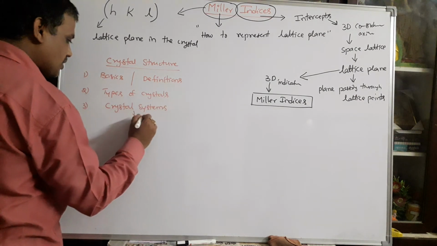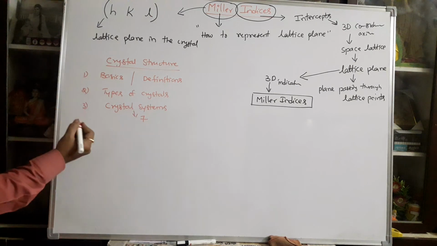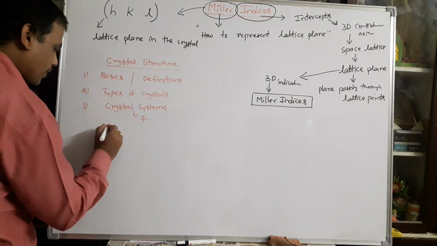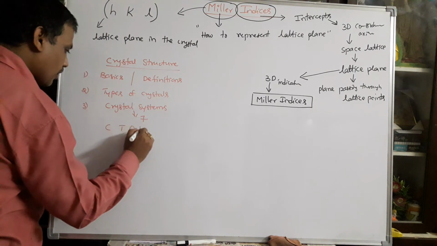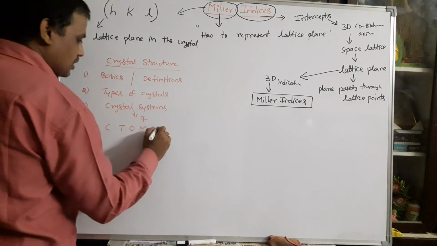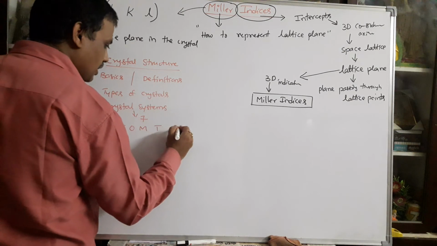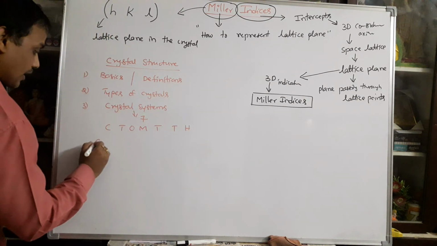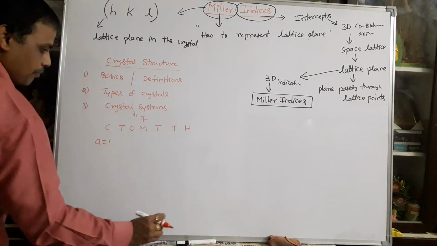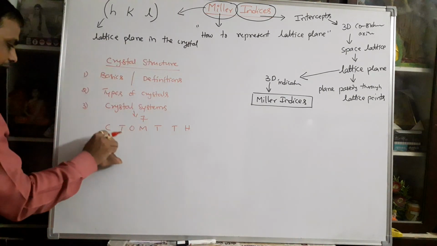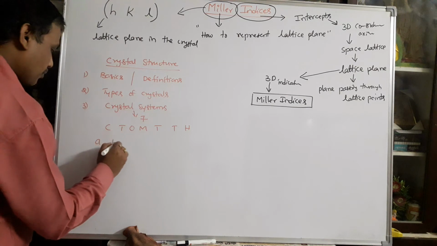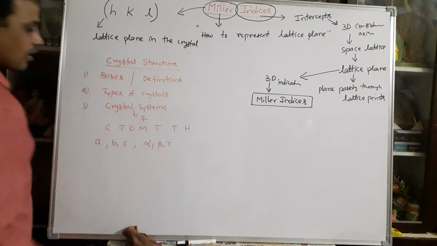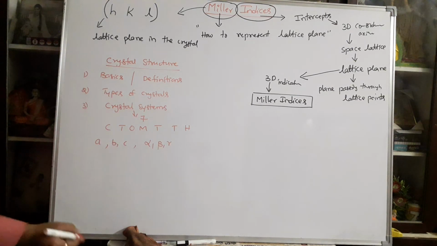Totally how many systems are there? Seven systems. These seven systems are easily remembered by the mnemonic "C. Tom is a teacher. He teaches Hindi." So there are a total of seven structures based on their lattice parameters, namely a, b, c, which are the axial lengths, and alpha, beta, gamma, which are the interaxial angles.